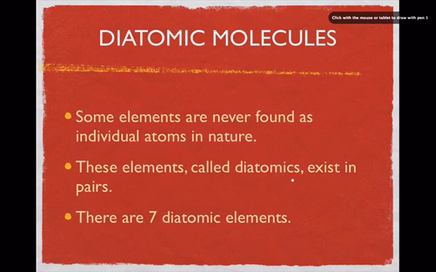There are a special type of element, I guess you could say, that go along with covalent compounds. They're called diatomic molecules. These elements are never found as individual atoms in nature, and there are 7 of them. So you need to know what they are, but they are also listed on the back of your periodic table in the upper right-hand corner. It tells you what all 7 of them are. So diatomics always exist in pairs.